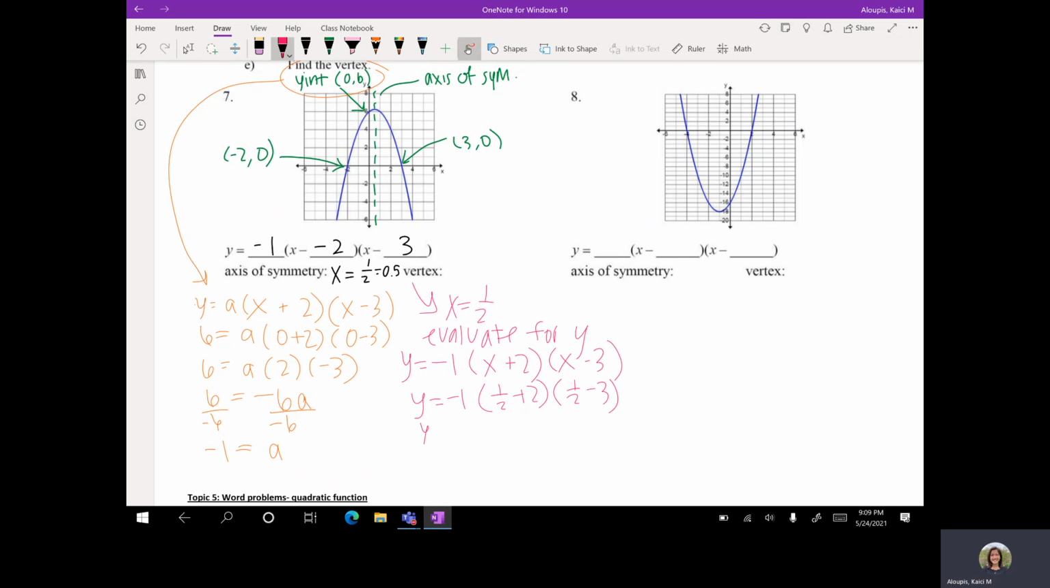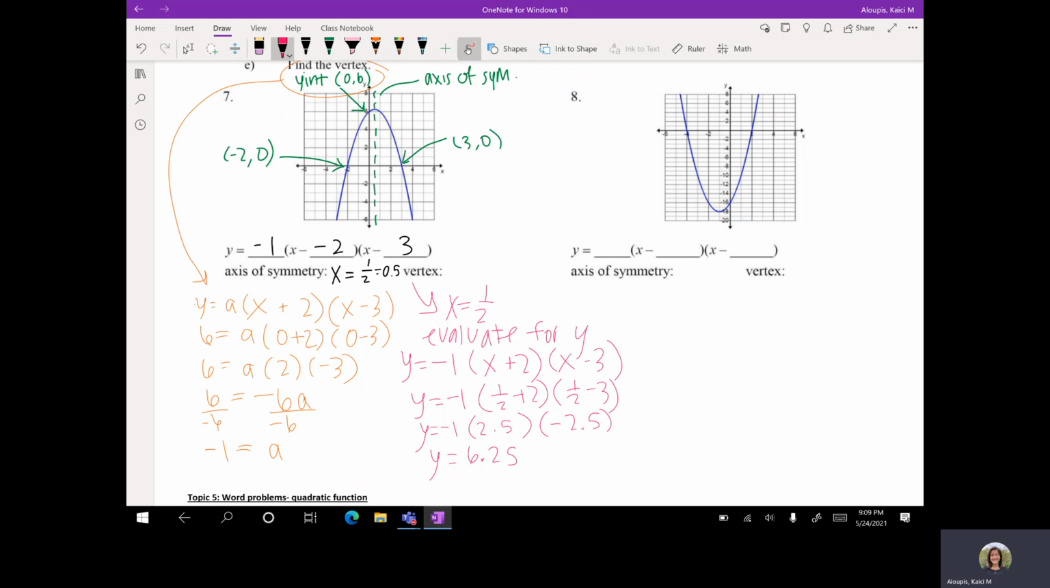Okay, y equals negative 1. 2 add 1/2 is, I'm going to write it in decimal now, 2.5. 1/2 subtract 3 is negative 2.5. So we have negative 1 times 2.5 times negative 2.5. This is going to be a positive number because we already have two negatives being multiplied together. That's going to be positive 6.25.